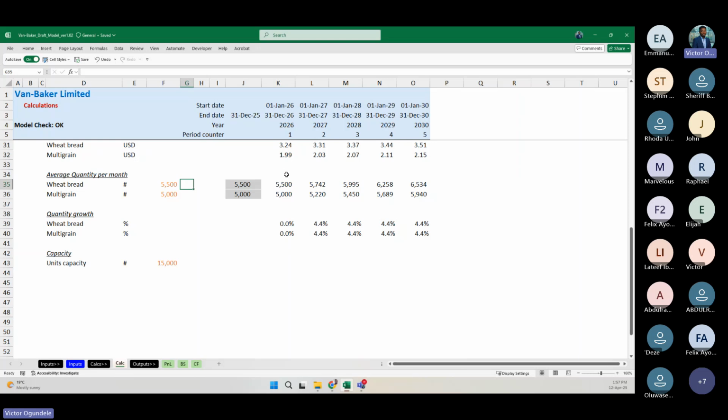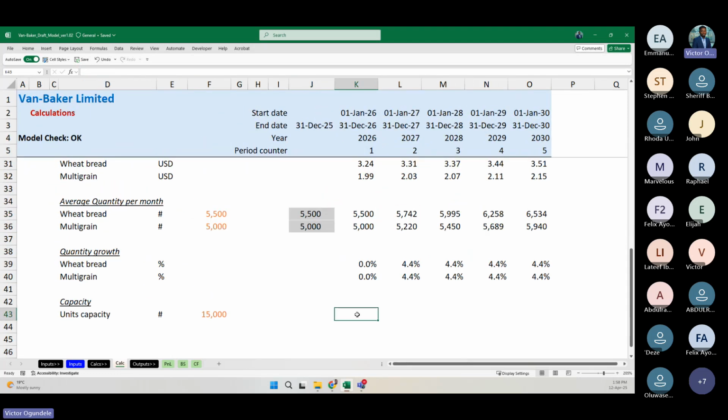So which means 2026, we expect to sell average of 5,500 units of white bread. The following period, we expect to sell average of 5,742 per month, averagely, right? Maybe when you get to the advanced one, I think I've done some sessions on how we model the monthly model, but understand this yearly one first. Once you understand this, every other thing is more like an artistical work.